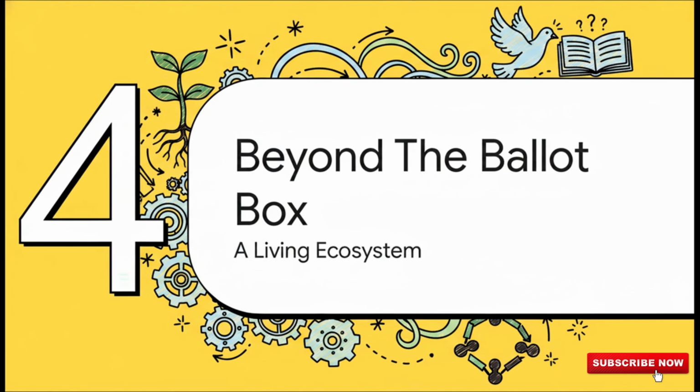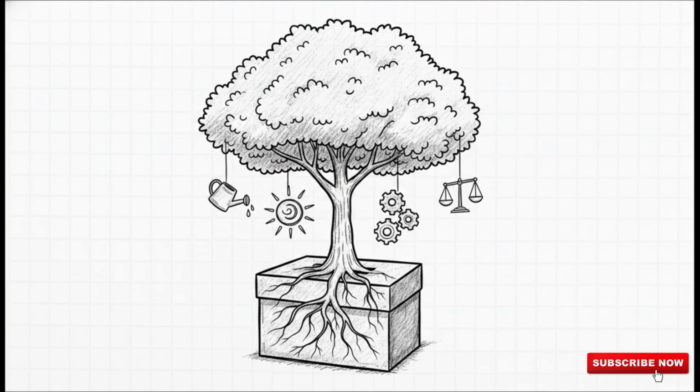Section 4. Beyond the ballot box. Because true democracy requires way more than just showing up to vote every couple of years. It really is an active, living ecosystem. It demands our ongoing participation in local issues, a deep societal commitment to equality and justice, and constant accountability, meaning we have to hold our leaders' feet to the fire between election cycles. Voting, that's really just the entry fee. These other elements, that's the actual work.